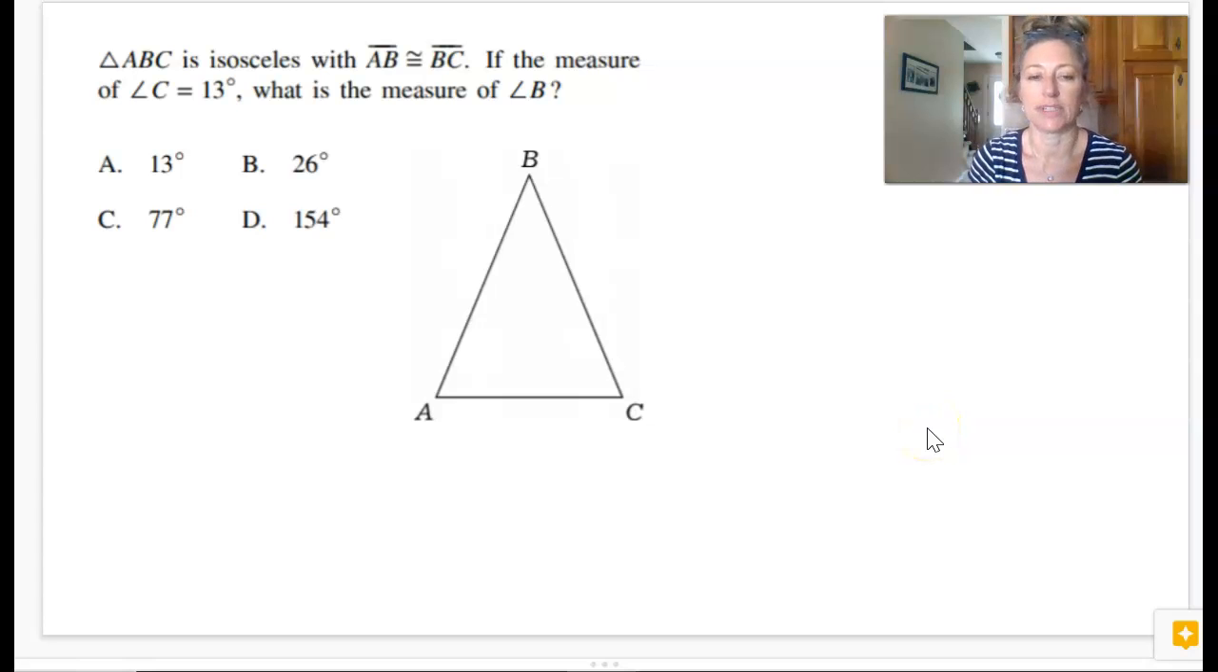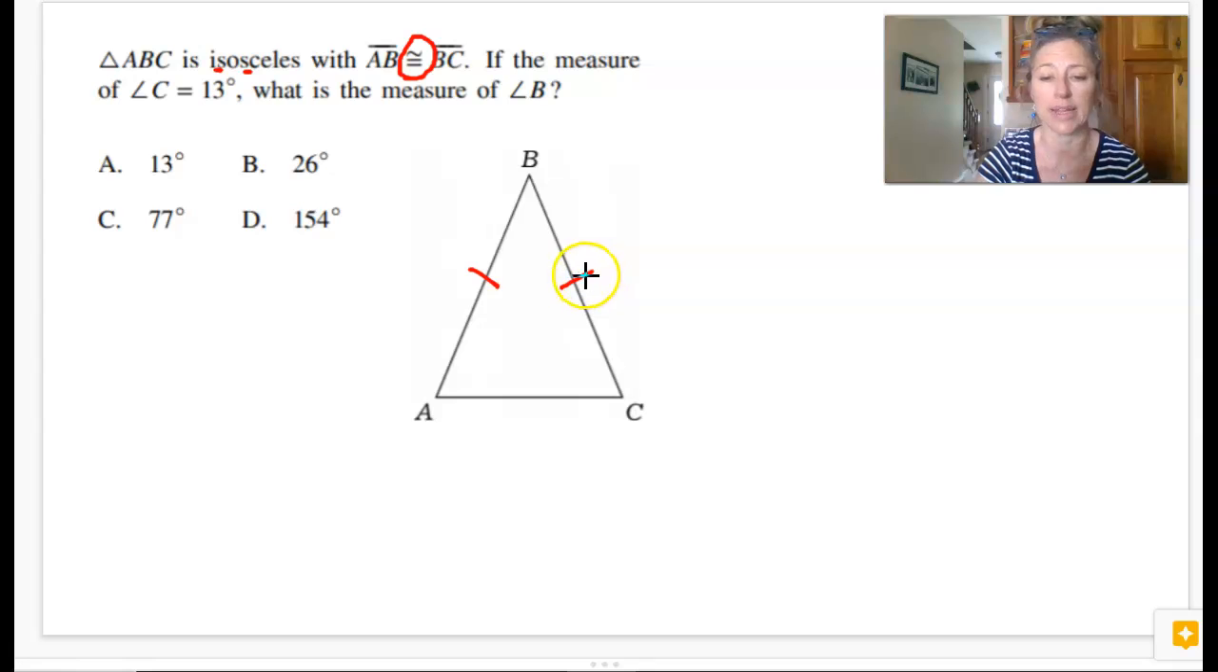In this problem, it says triangle ABC is isosceles. This is how I remember what isosceles means. It has two S's in it, which must mean that two of the sides are congruent. Remember what congruent means. They're the same exact size or shape. So those two sides must be the same. It says AB, that's this side, is congruent, that's what this little symbol means, to side BC.